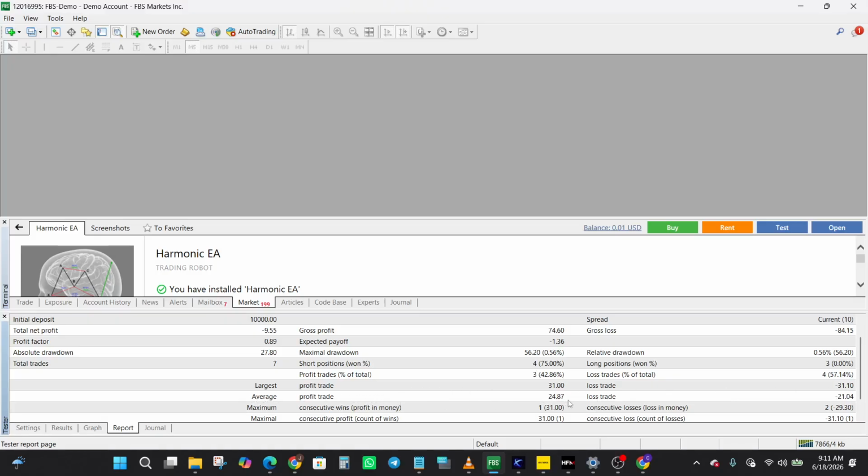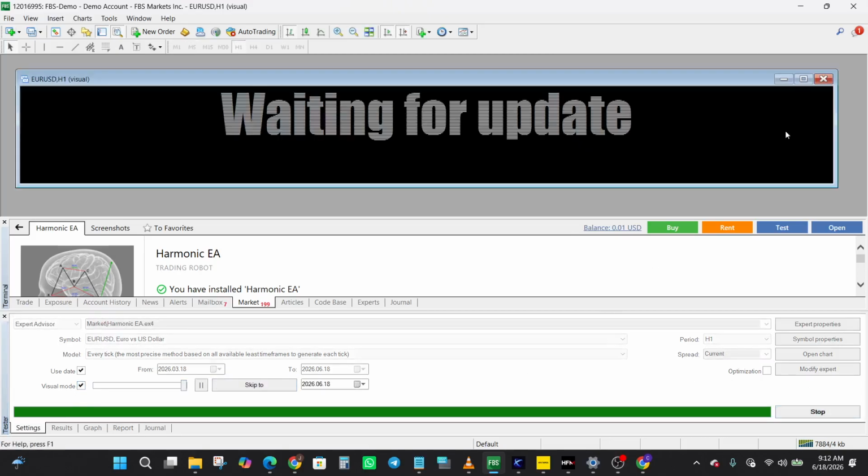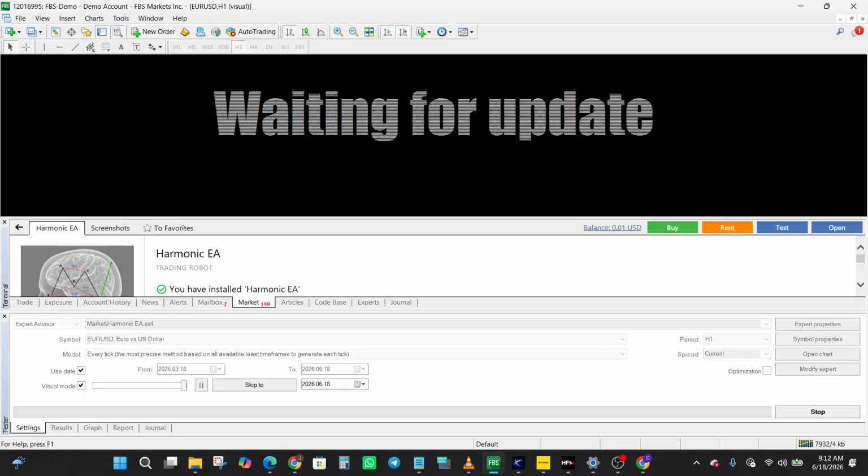The average profit was $24.87, while the average loss was $21.04. So this shows me that the risk to reward ratio is not so bad, but it's not very good, because the difference between the average profit and the average loss is not much. So the risk to reward ratio is close to 1:1. Now let's turn on the visual so that we can also see this EA in action.